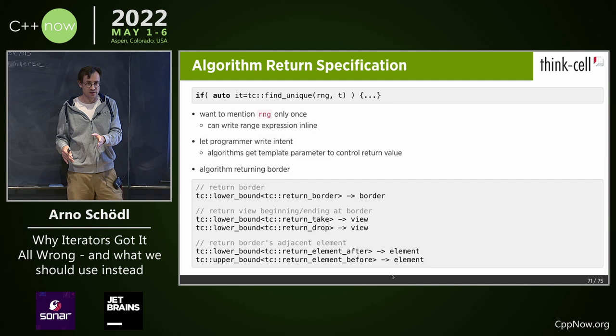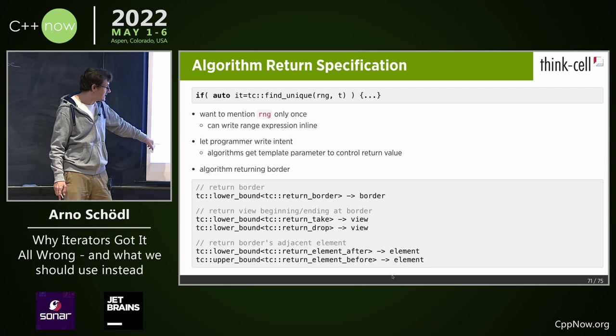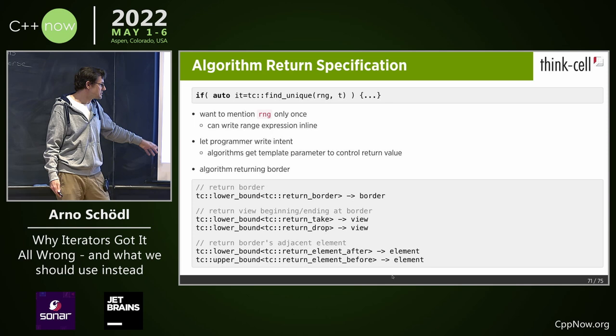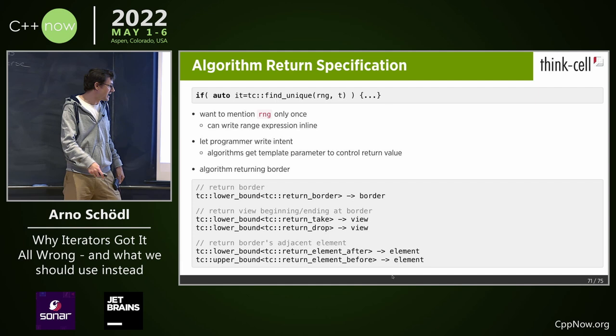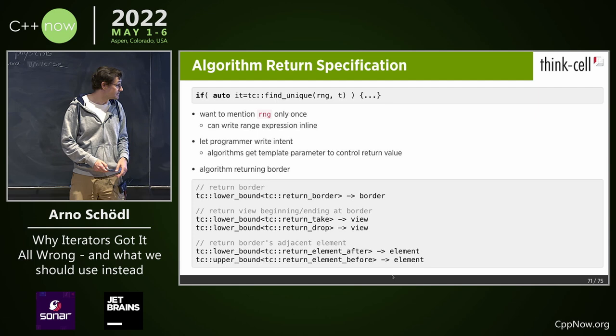Now there's also the built-in go to the element before, go to the element after, which is a little bit redundant with a binary search. I would still prefer writing binary search, but if you have a border, you can already specify: don't give me the border, give me the element before, give me the element after.